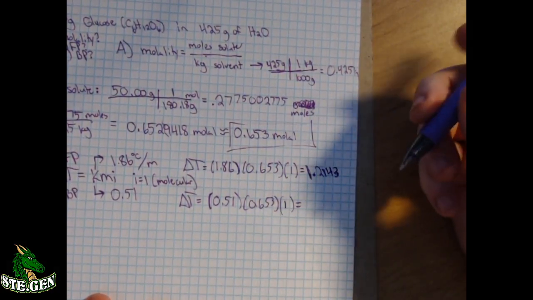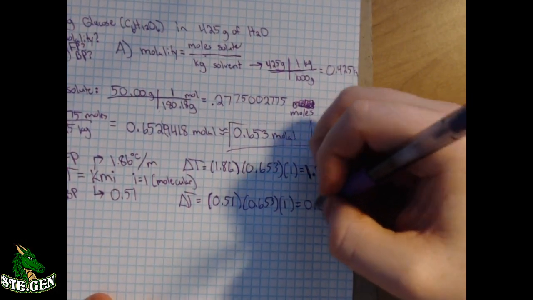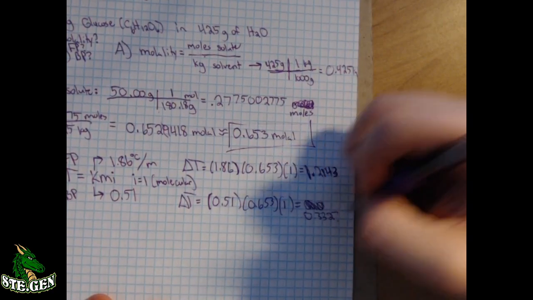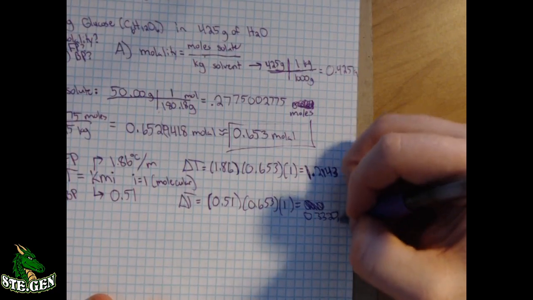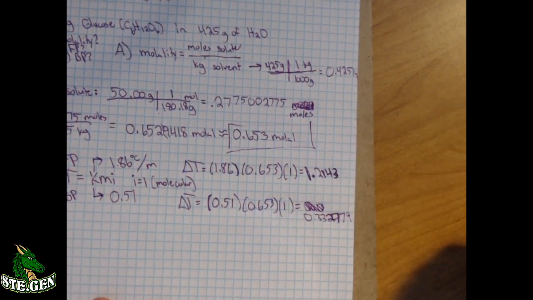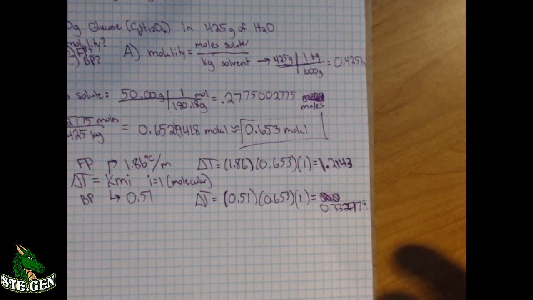And then for our boiling point, you should get 0.3327 or 2979. Which, I mean, those aren't our actual real answers to this question anyway. These are just the delta T's. We want to know our actual freezing point and our actual boiling point.